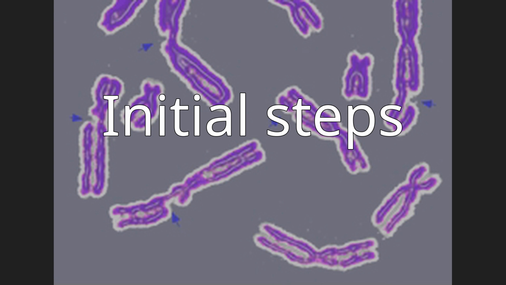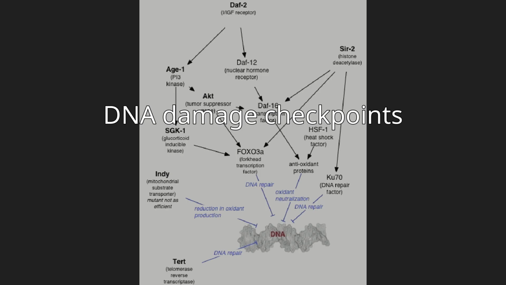DNA damage checkpoints. After DNA damage, cell cycle checkpoints are activated. Checkpoint activation pauses the cell cycle and gives the cell time to repair the damage before continuing to divide. DNA damage checkpoints occur at the G1/S and G2/M boundaries. An intra-S checkpoint also exists.